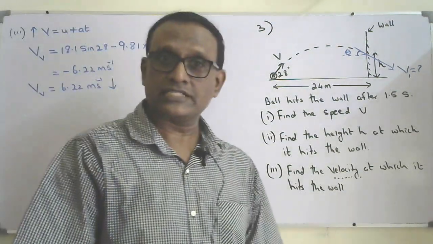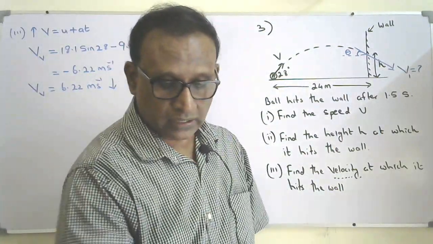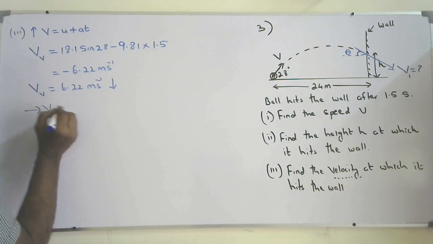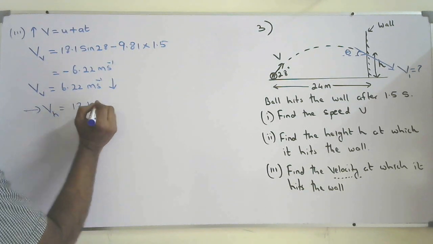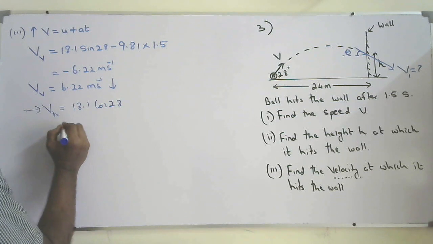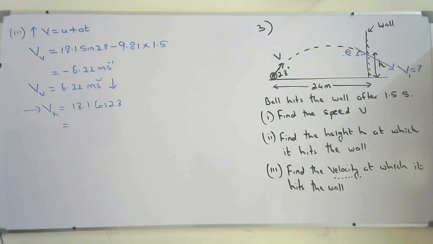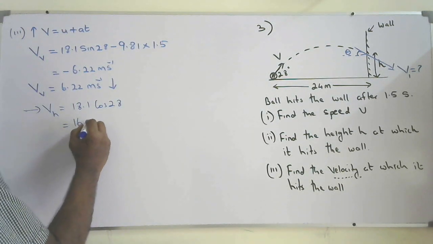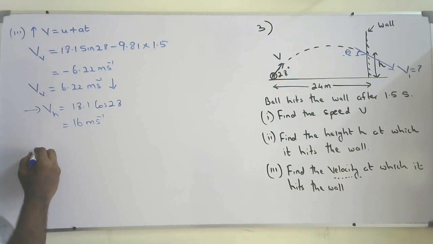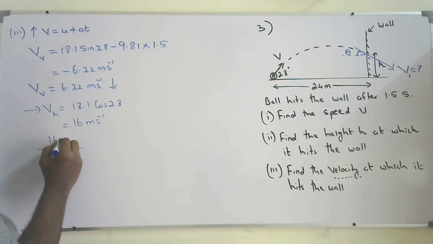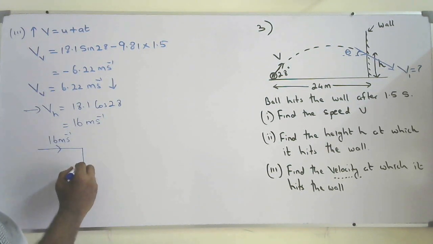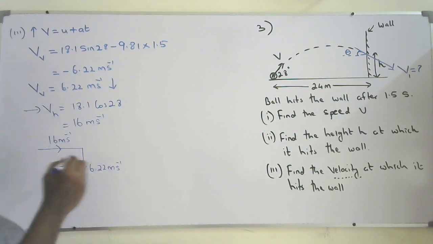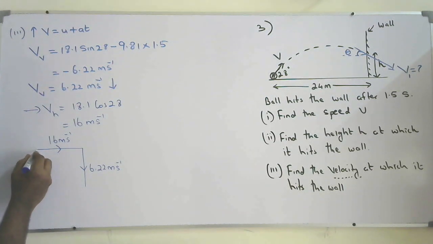That is the vertical component of the velocity just before hitting the wall. The horizontal component of velocity just before hitting the wall remains the same, 18.1 cos 28. That will be 15.98. I can take it as 16 meters per second. So I know the horizontal component just before hitting is 16 meters per second, and the vertical component, vertically downwards, is 6.22 meters per second. So this is going to be the velocity v1.